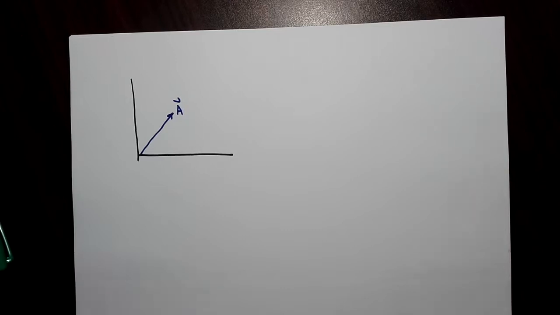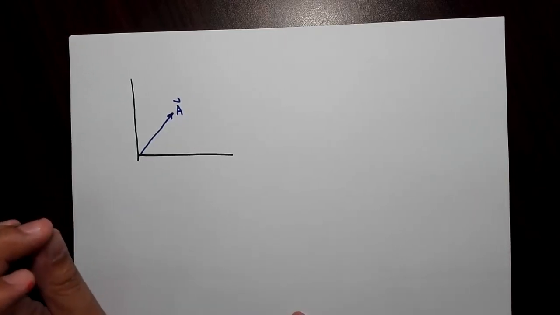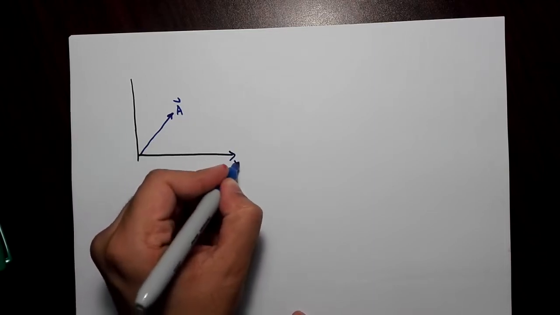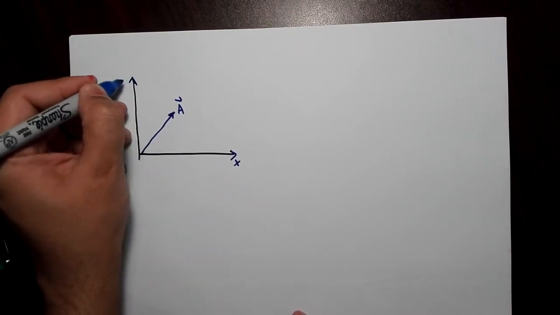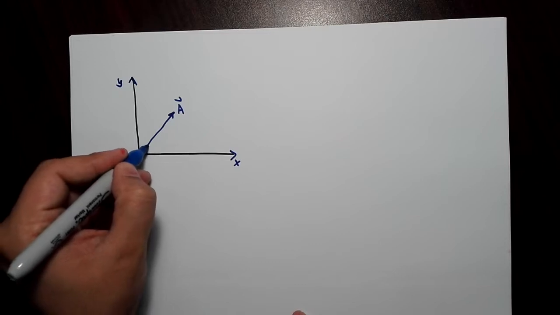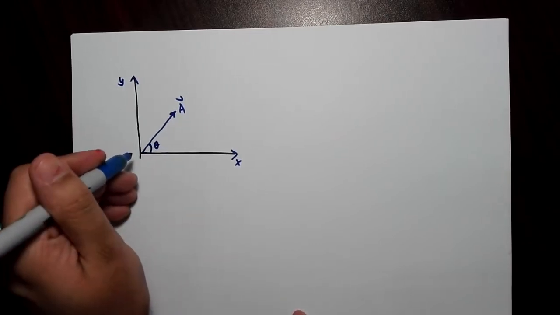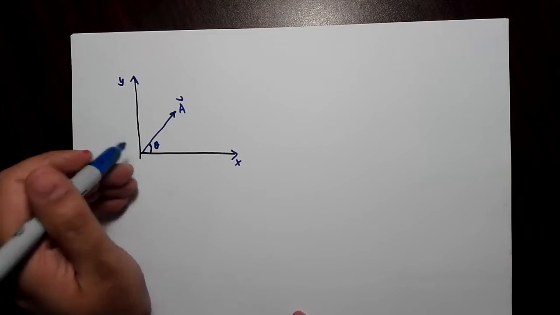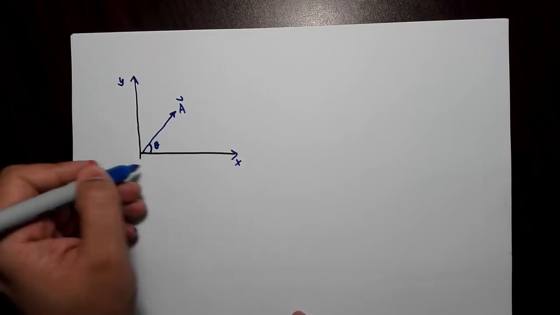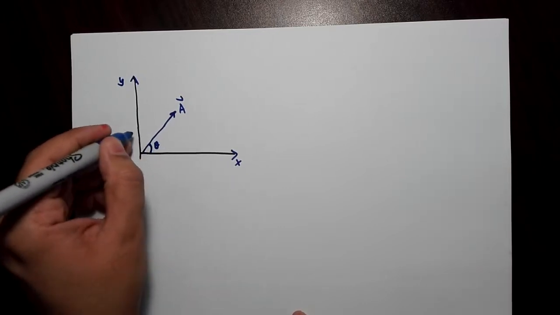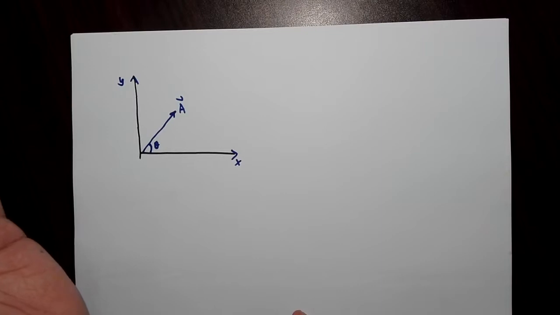Now, the confusion is that some students think the x component always has a cosine and the y component always has a sine. That's not always true. If you stick to the convention that this is your angle, and you always measure the angle with the positive x-axis, then that's true. But if you choose a different angle, the sines and cosines flip.